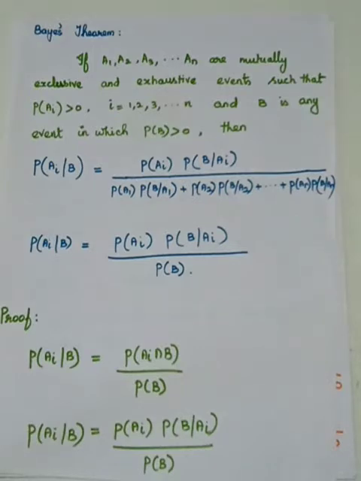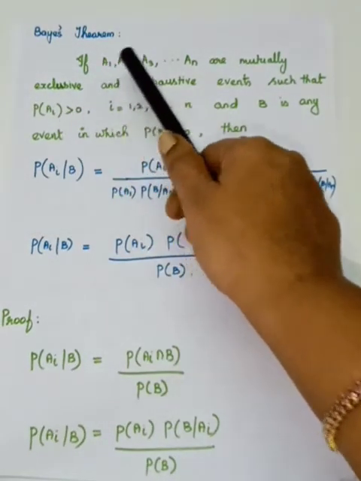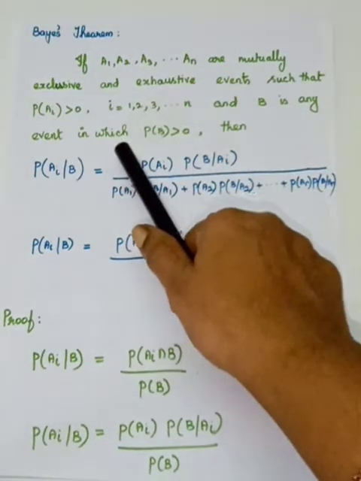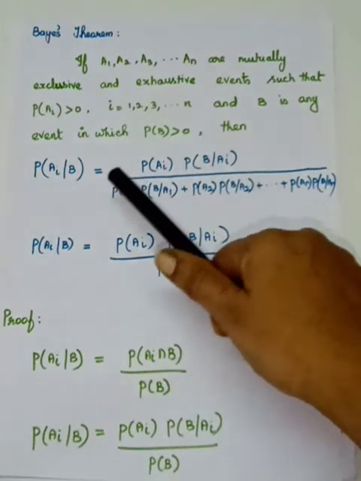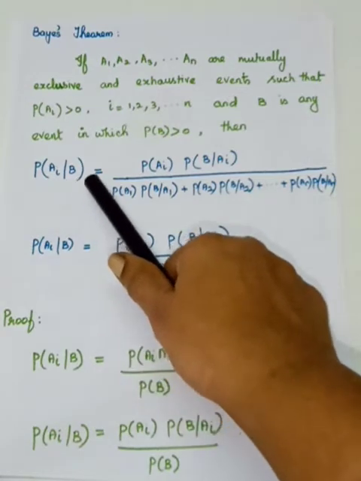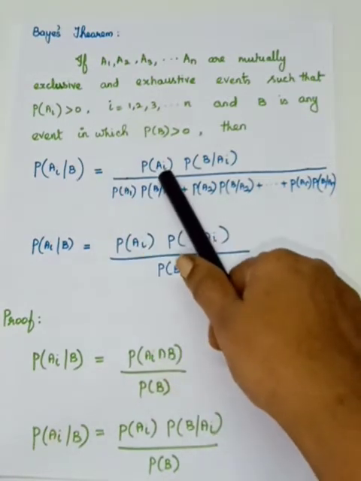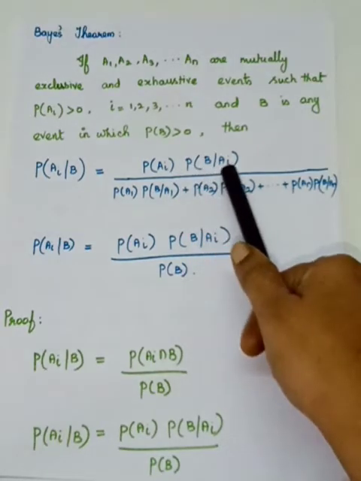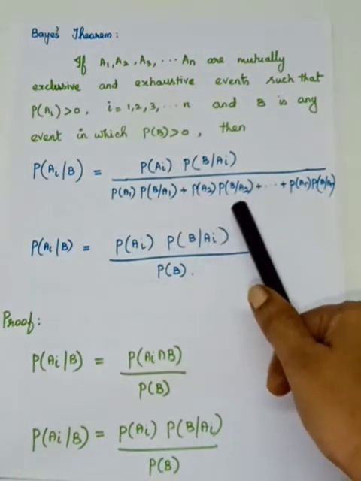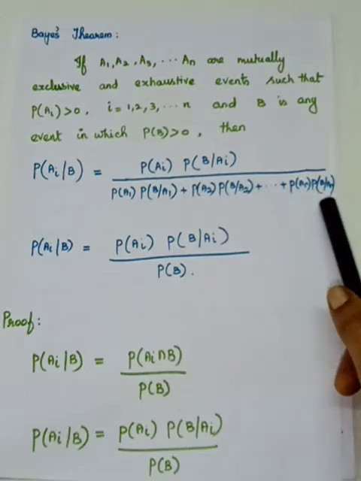So here, what are the events? If A1, A2, A3, etc., A_n are mutually exclusive and exhaustive events such that P of A_i is greater than 0, so it is not equal to 0, each probability is greater than 0, for i equal to 1, 2, 3, etc., n, and B is any event whose probability is also greater than 0, then P of A_i by B can be written as P of A_i into P of B by A_i divided by P of A1 into P of B by A1 plus P of A2 into P of B by A2 plus etc., P of A_n into P of B by A_n.